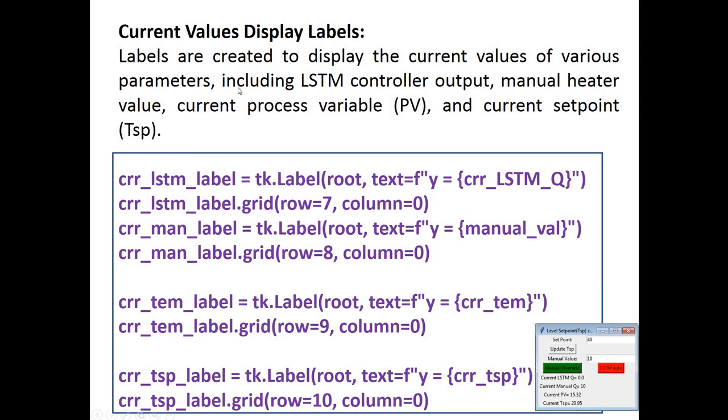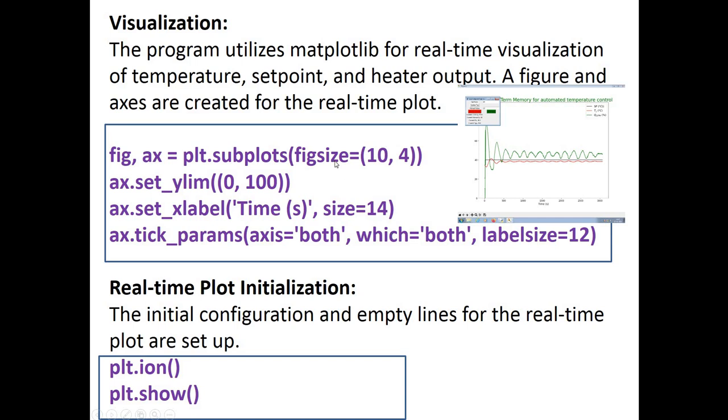And after all this, now you have to start reading the current values into the label set. So for that, this is the label. You can see the TK label, root, this one y is equal to this. That means the current value will be updated into the label. Labels are created to display the current values of various parameters including LSTM control output, etc. You simply call the values from the earlier functions.